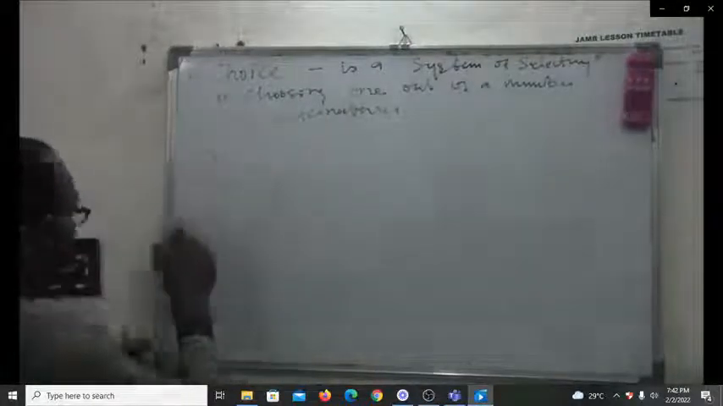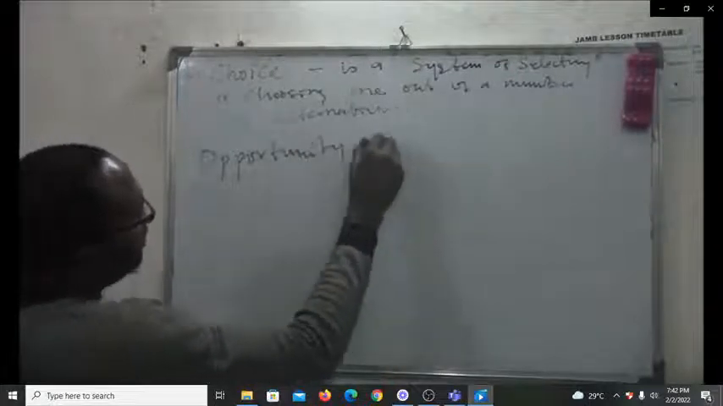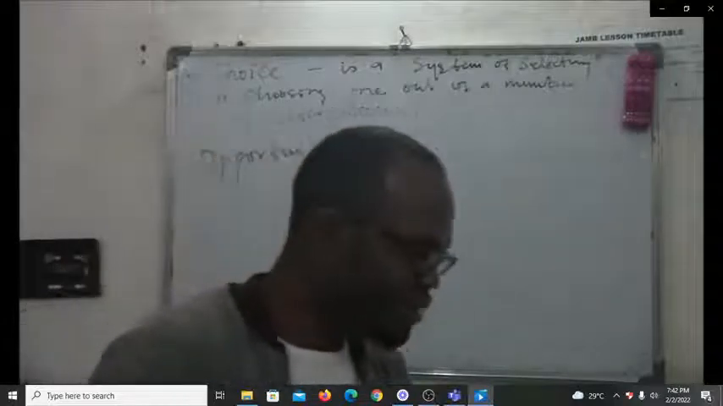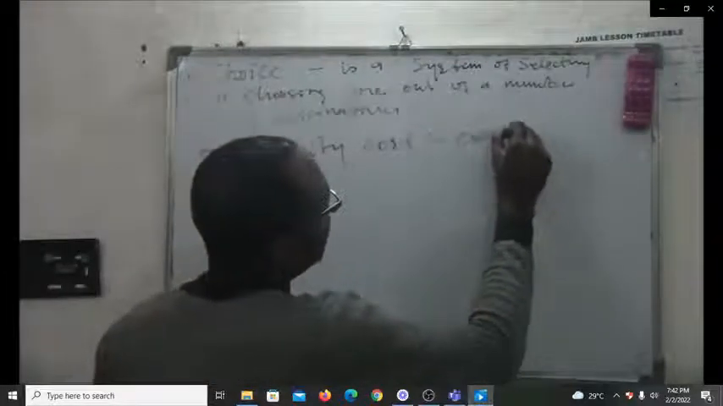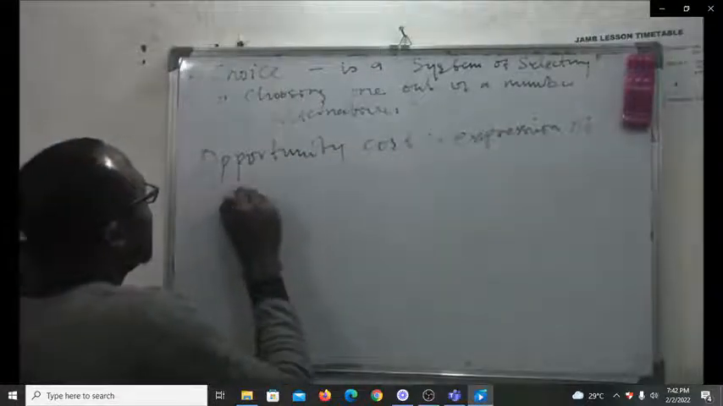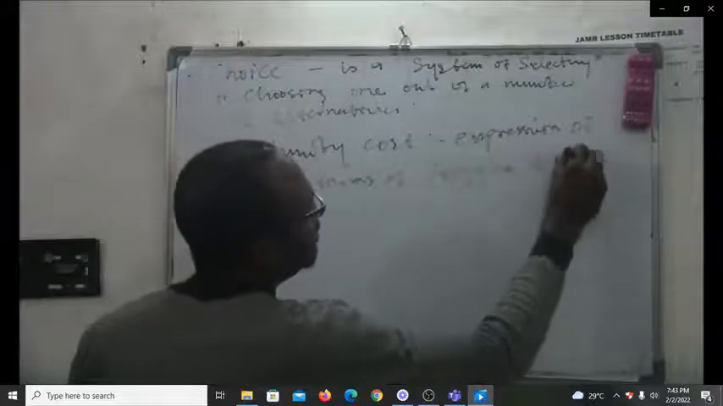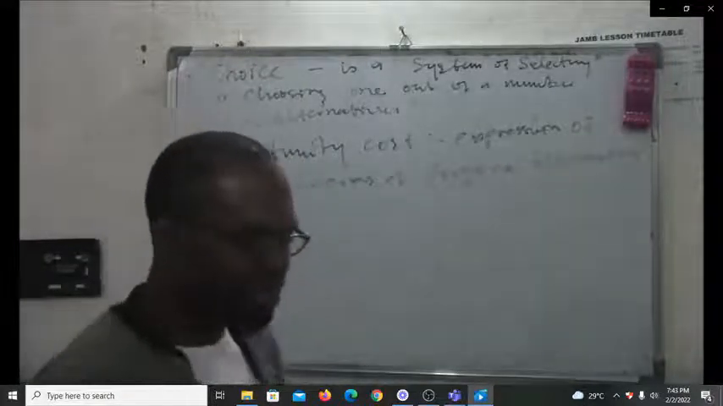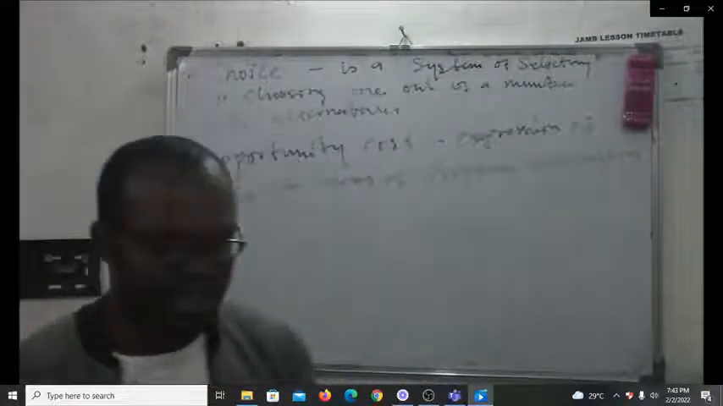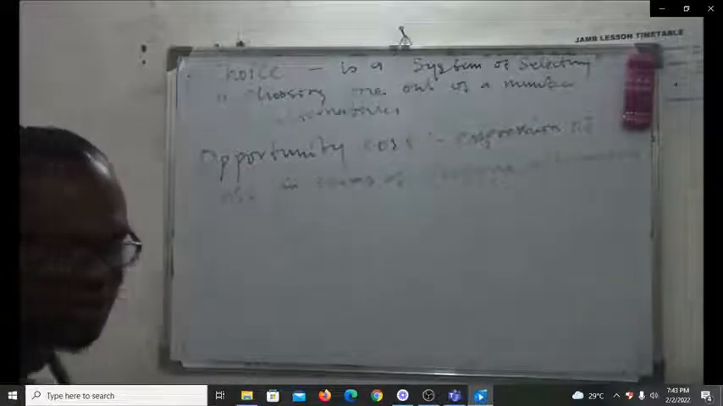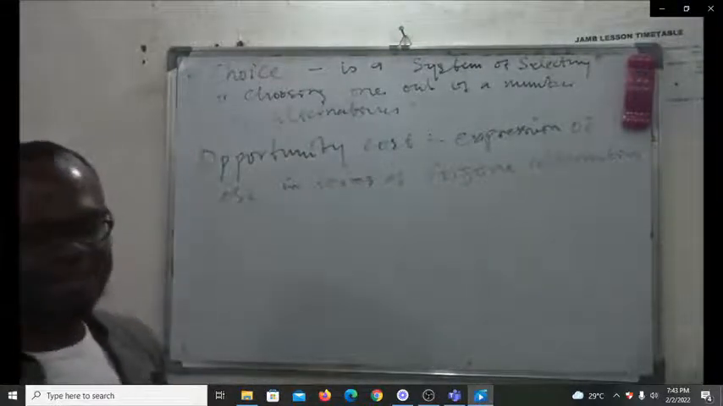Now we look at another concept known as opportunity cost. That's another concept. What is opportunity cost? Expression of cost in terms of foregone alternative. Write it. It is the expression of cost in terms of foregone alternative. That's what opportunity cost is. And I'm going to explain what foregone alternative means. Is that clear?